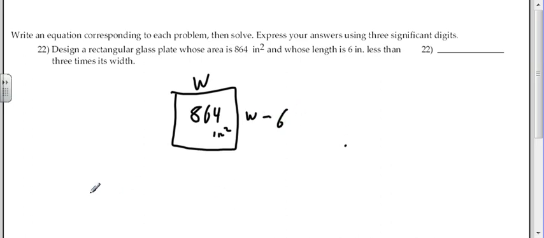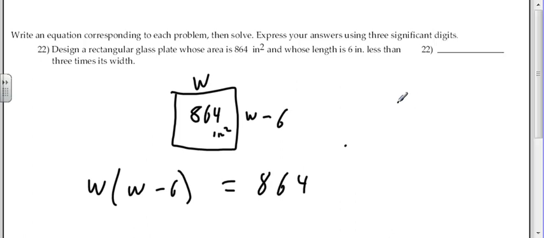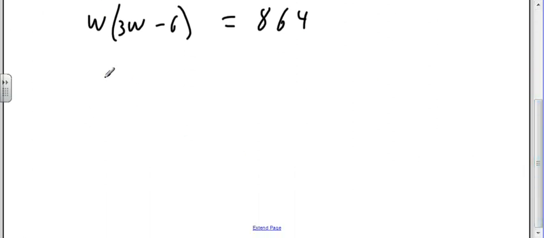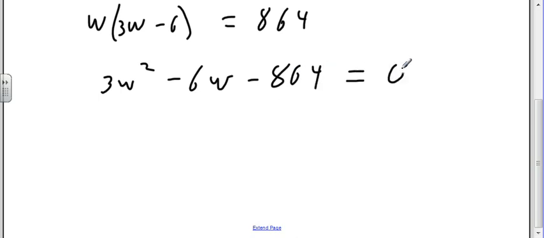Okay, so W times W minus 6 is 864. Is whose length is 3 inches less than 3 times the width. Okay, there we go. Is that better? Slightly. Okay, so I've got 3W squared minus 6W minus 864 is equal to 0.